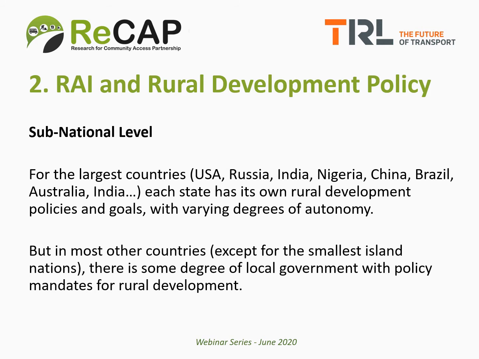RAI can also be measured at sub-national level. For some bigger countries, for example the USA, Russia, India, Nigeria, individual states have varying degrees of autonomy and will have their own rural development policies and goals at this sub-national level. RAI could be considered as an indicator at the state level in these countries. For medium-sized countries with some degree of local government mandate, the policy measures and indicators might be set by a national government, but local governments still have some autonomy to refine their indicators.